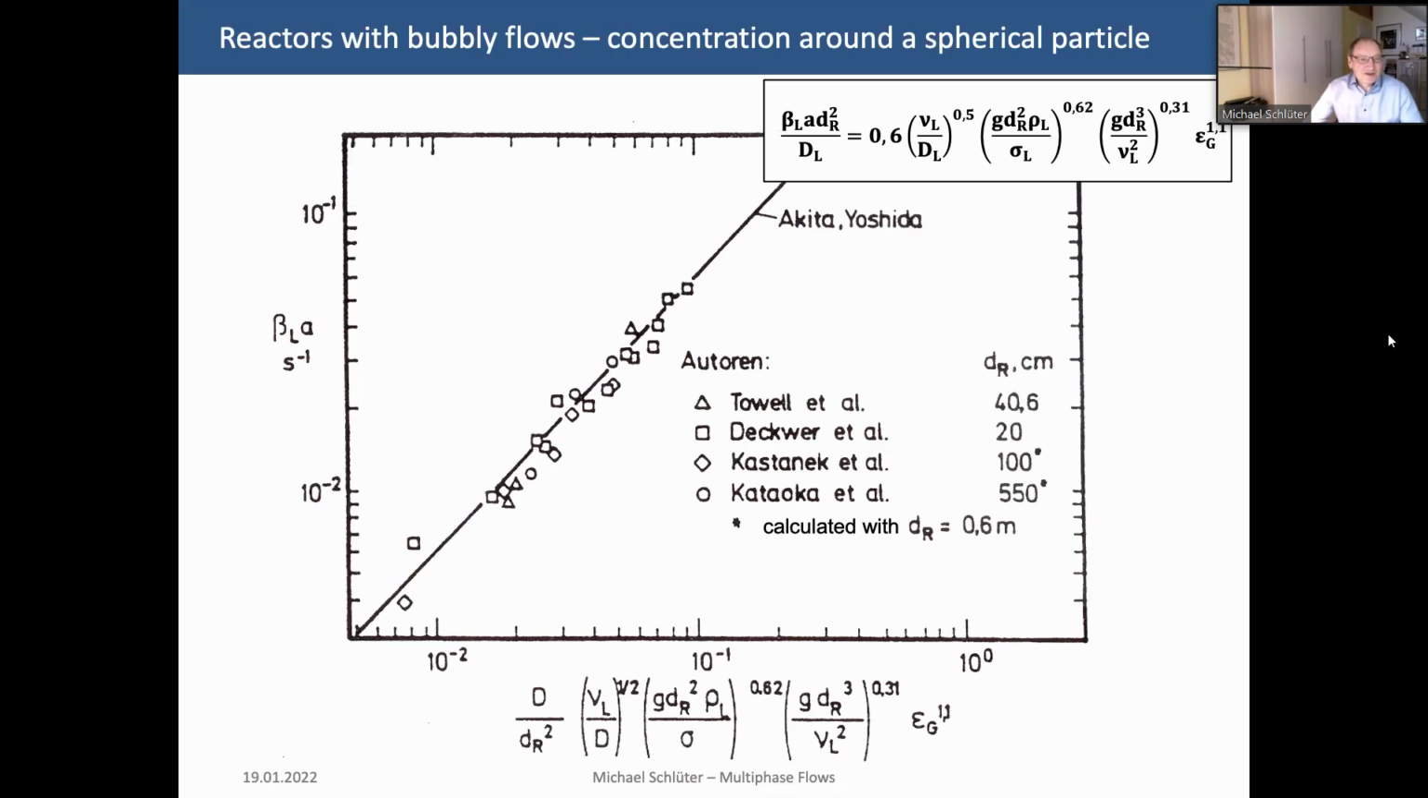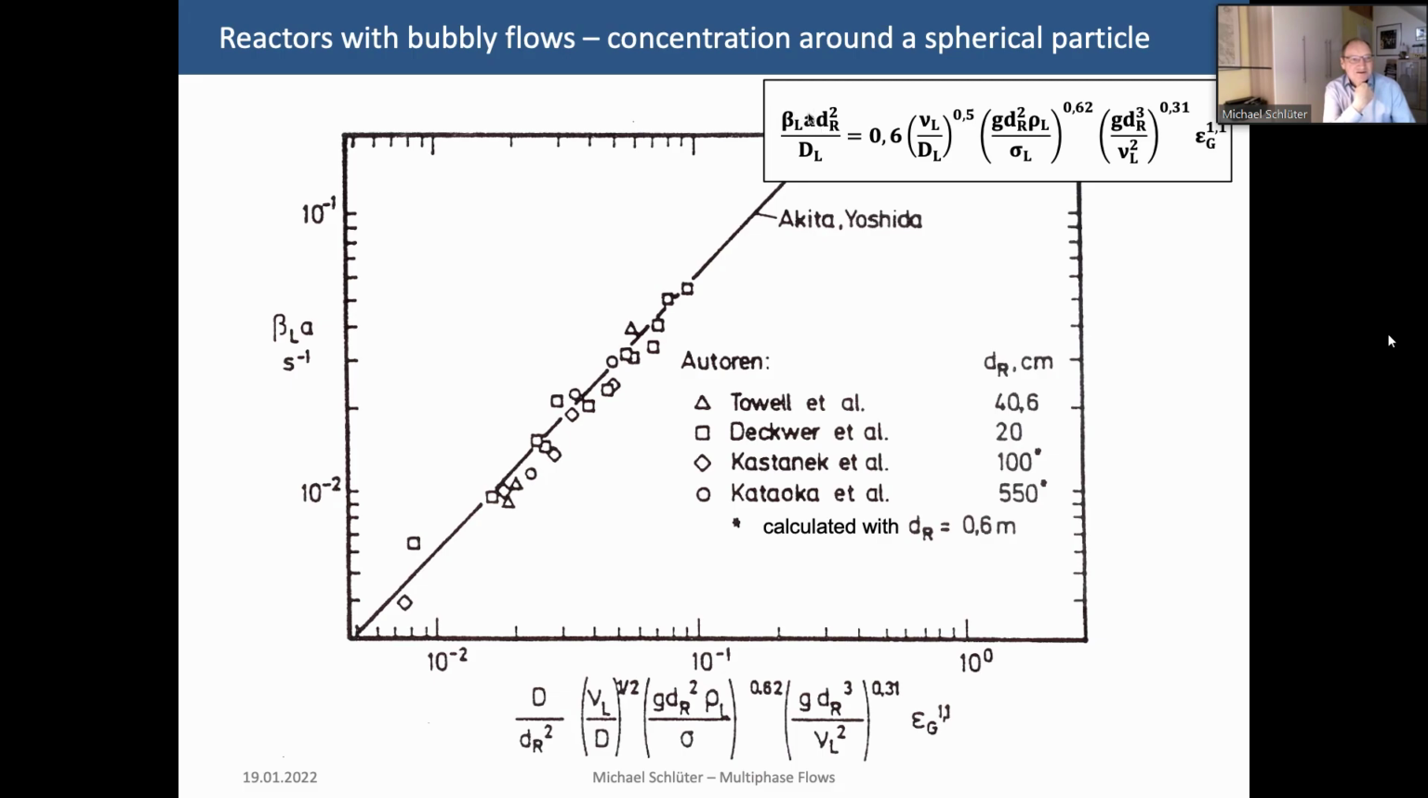Okay, and yeah, now we have already calculated the diameter of the particles and the velocity of the particles. We have calculated the swarm velocity. So all these parameters are available now. Bubble diameter, velocity, surface tension is known, diffusion coefficient is known, the gas hold up has been estimated. So with that, we can now calculate our mass transfer performance. For example, with this correlation here from Akita and Yoshida, you see here's a good agreement between experimental results and this correlation.